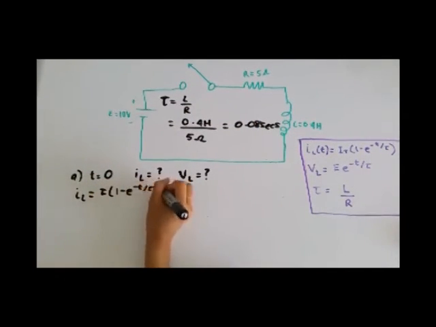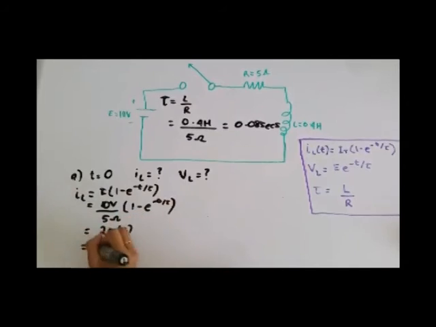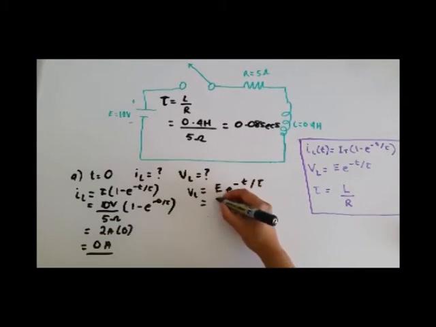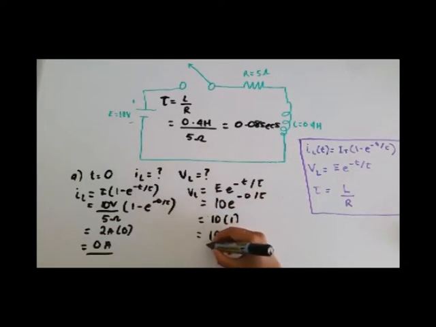A. When the switch is closed, current enters the circuit, but the inductor opposes this change, so at t equals 0, there is no current at all. Also, voltage is equal to the source voltage.